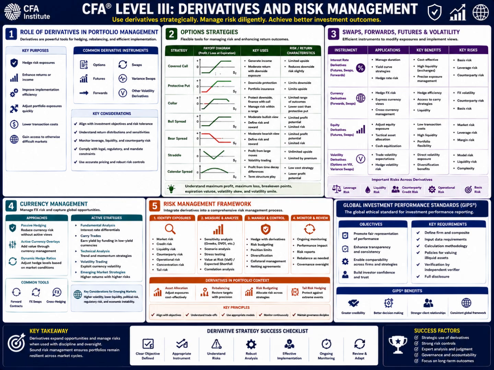Derivatives and risk management. Derivatives and risk management in CFA Level 3 focus on using financial instruments strategically to modify portfolio exposures, manage uncertainty, and improve implementation efficiency. The curriculum emphasizes that derivatives are not solely speculative tools but essential instruments for hedging, rebalancing, and achieving targeted investment outcomes. Candidates study options, futures, forwards, swaps, and volatility derivatives within the broader context of portfolio management and institutional investing.